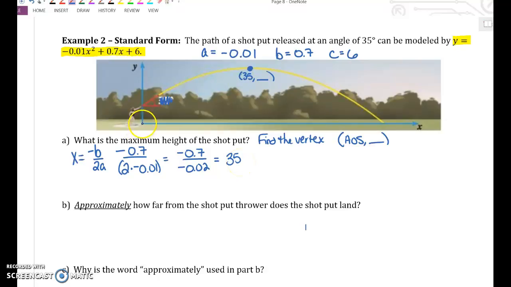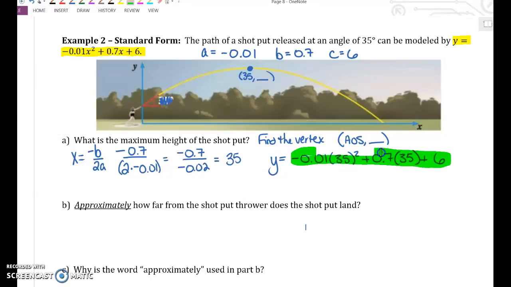That means horizontally 35 feet away from this thrower, the shot put is some height. That's what we have to figure out. So we need to plug that 35 into our function. And I'm going to write this with parentheses around each of the 35s. And I'm going to put this in my calculator exactly as it's written. I don't even use the multiplication button, I just use the parentheses, and the calculator does that work for me.